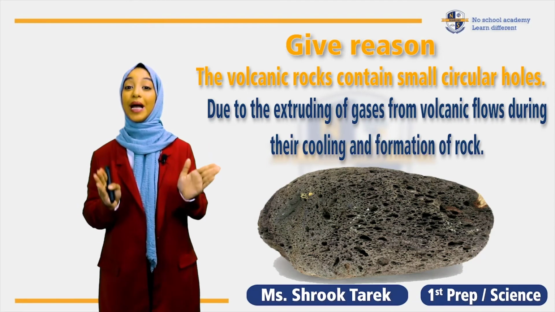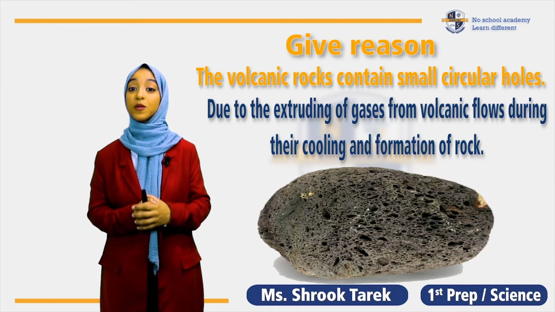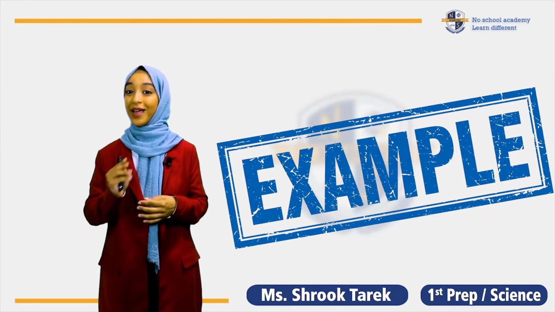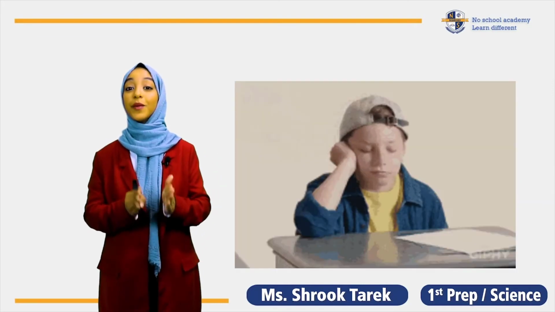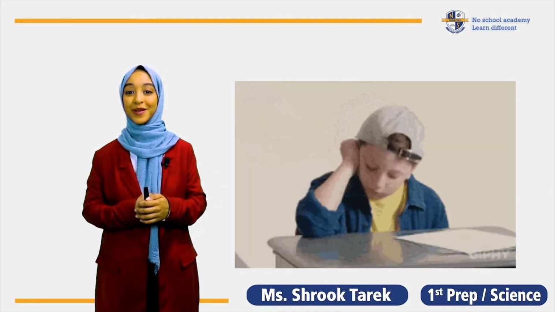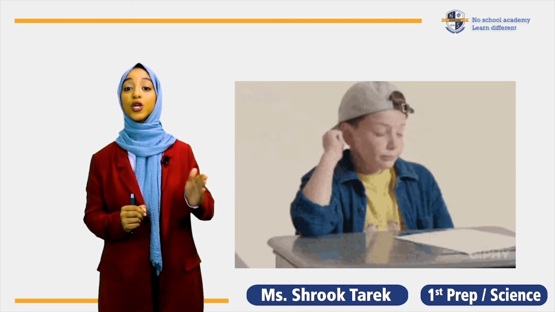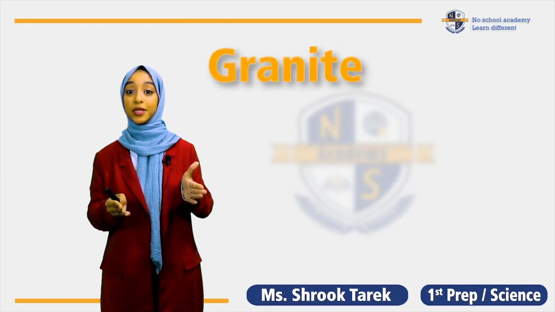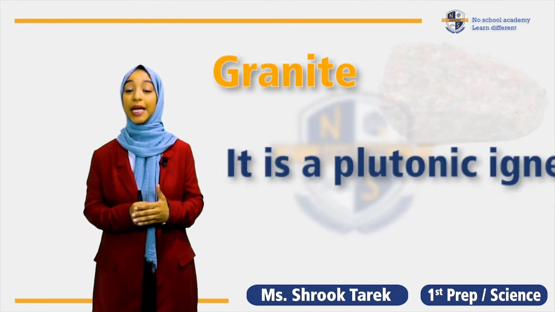طيب دلوقتي وقت اللي احنا نعرف بعض الإكزامبلز عن البلوتونيك والفولكانيك روكس. عايزاكم تفوقوا معايا، أنا عارفة إن انتوا كلكم مركزين. يلا بينا نتكلم عن بعض الإكزامبلز. أول حاجة هنعرف إكزامبل للبلوتونيك روك. طيب بلوتونيك روكس زي إيه؟ حاجة اسمها الجرانيت. الجرانيت it's a plutonic igneous rock.